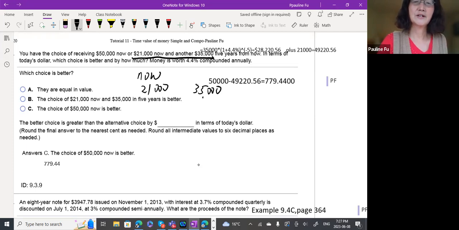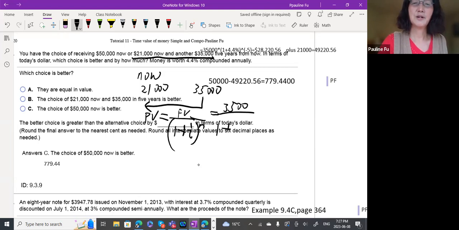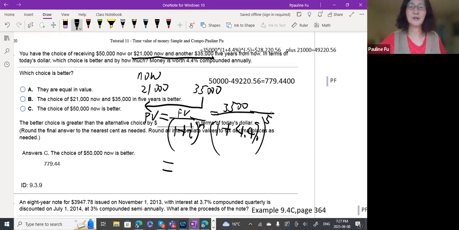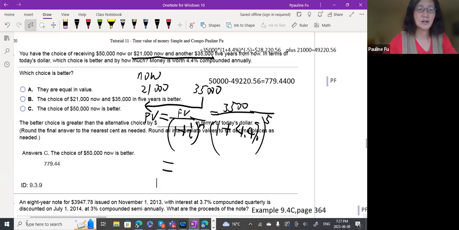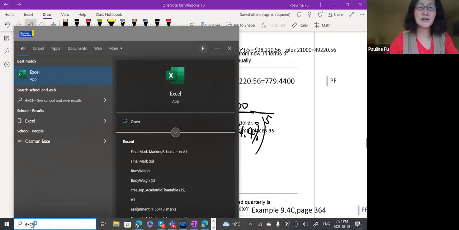So what is the present value for 35,000 relative to today? We need to calculate this present value for this 35,000. Present value equal to future value over 1 plus i raised to power n. Okay, and future value 35,000. 1 plus i is 4.4%, raised to power n is 5 years. So what is this number? We use Excel or you can use calculator.